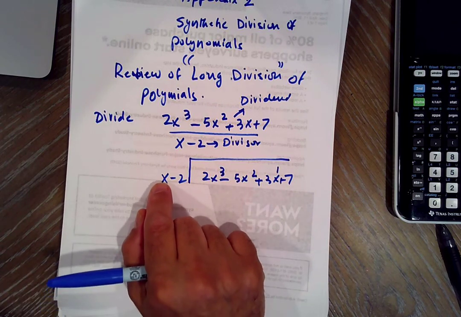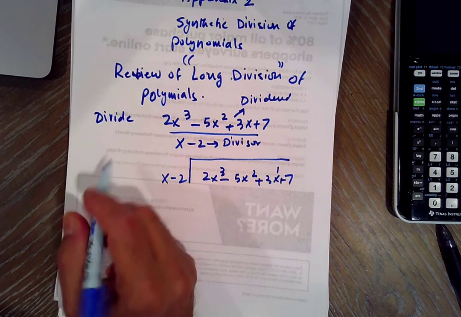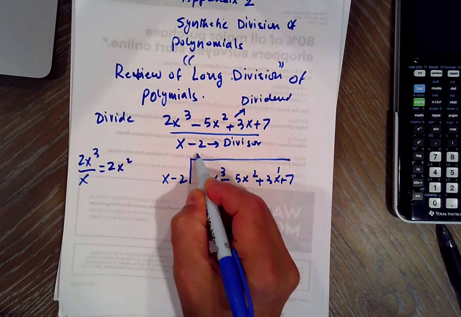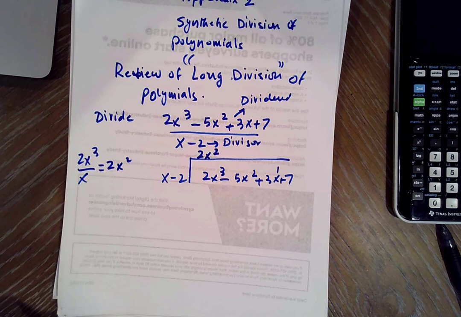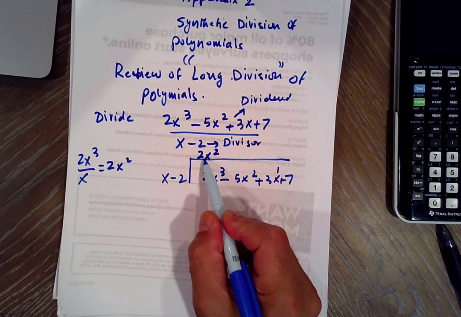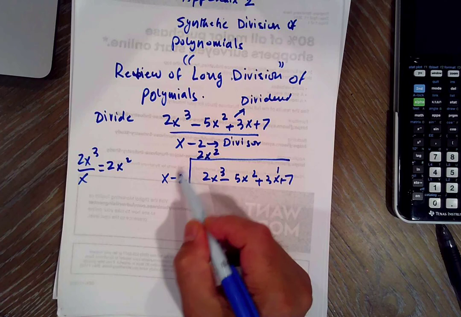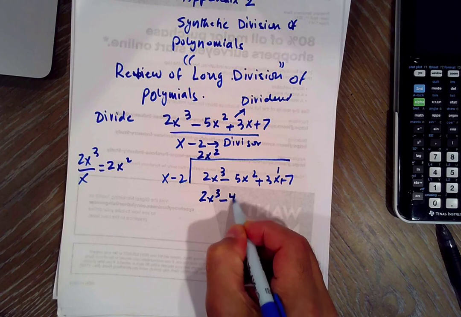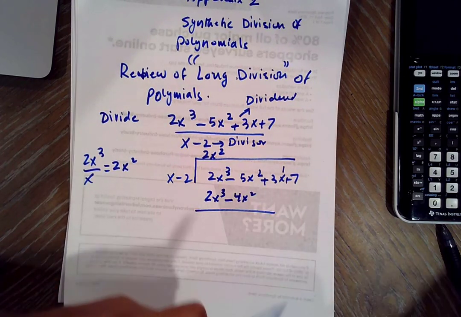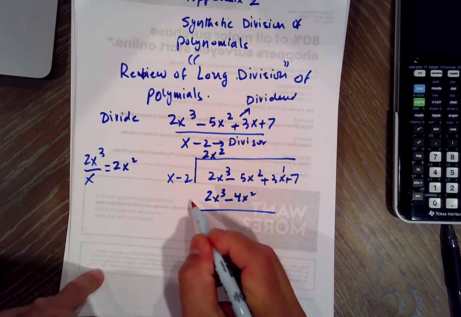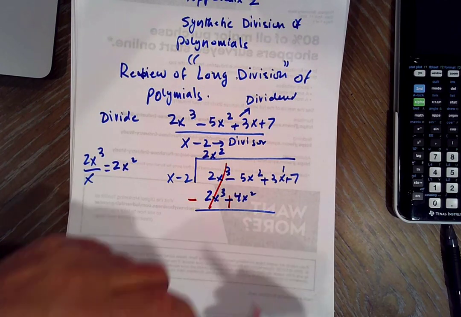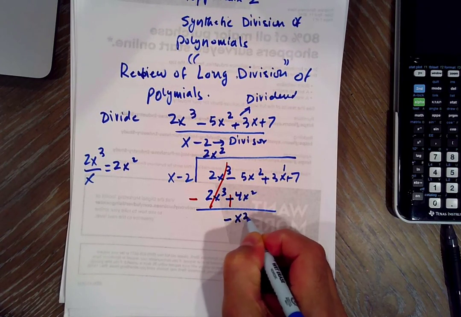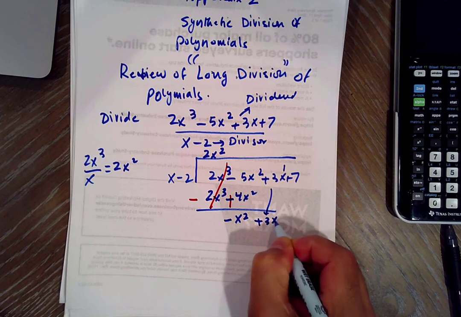And then we would divide the first term of the divisor into the first term of the dividend. And that's going to be 2x squared. This is going to be my quotient, my answer. And then we would multiply it. So take the 2x squared and distribute it into that. 2x squared times x is 2x cubed. 2x squared times negative 2 is negative 4x squared. And now we're going to subtract the bottom from the top, meaning we're switching the signs of the bottom row. That will always cancel out. Negative 5x squared plus 4x squared is negative x squared, and then we bring everything else down.